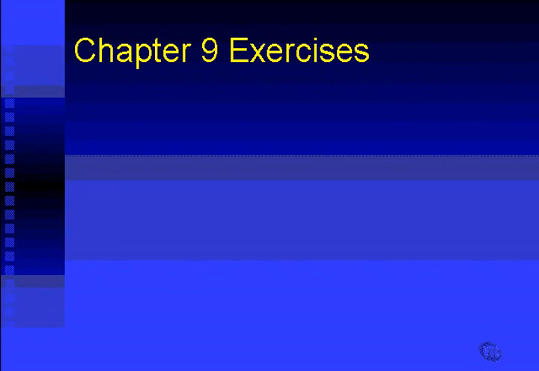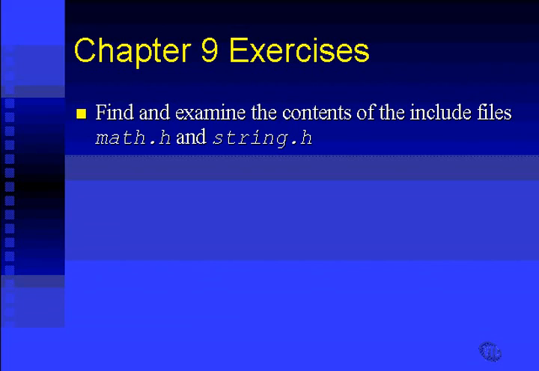Here are the exercises for Chapter 9 on the C preprocessor. Firstly, this isn't really an exercise, it's just go and examine, see if you can find them, the include files math.h and string.h. You may have to look in the documentation of your compiler to find out where they are, but this is good. It's good for you to at least know where they are, and it's also good for you to have a look at a couple. So just go and check them out. You'll find them somewhere, and it depends on your compiler as to where they will actually be.